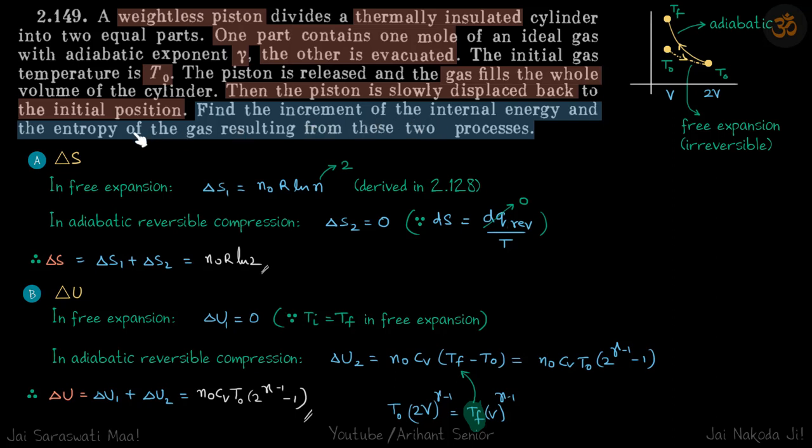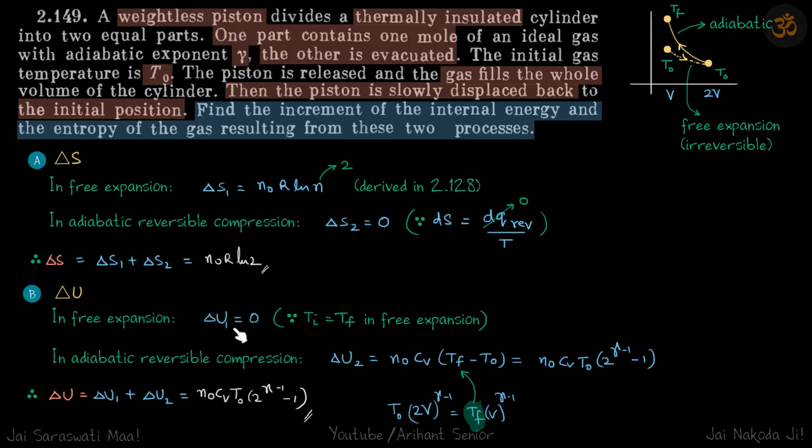We need to find the increment in internal energy and the entropy change. So let's do the entropy change first. In free expansion, we have already seen in the previous problem that the change in entropy is given by N naught R ln of the ratio of volumes. So the volume change is given as 2. And in the adiabatic process, since it is reversible, delta S is 0. So the total change in entropy is delta S1 plus delta S2, which will be N naught R ln 2.